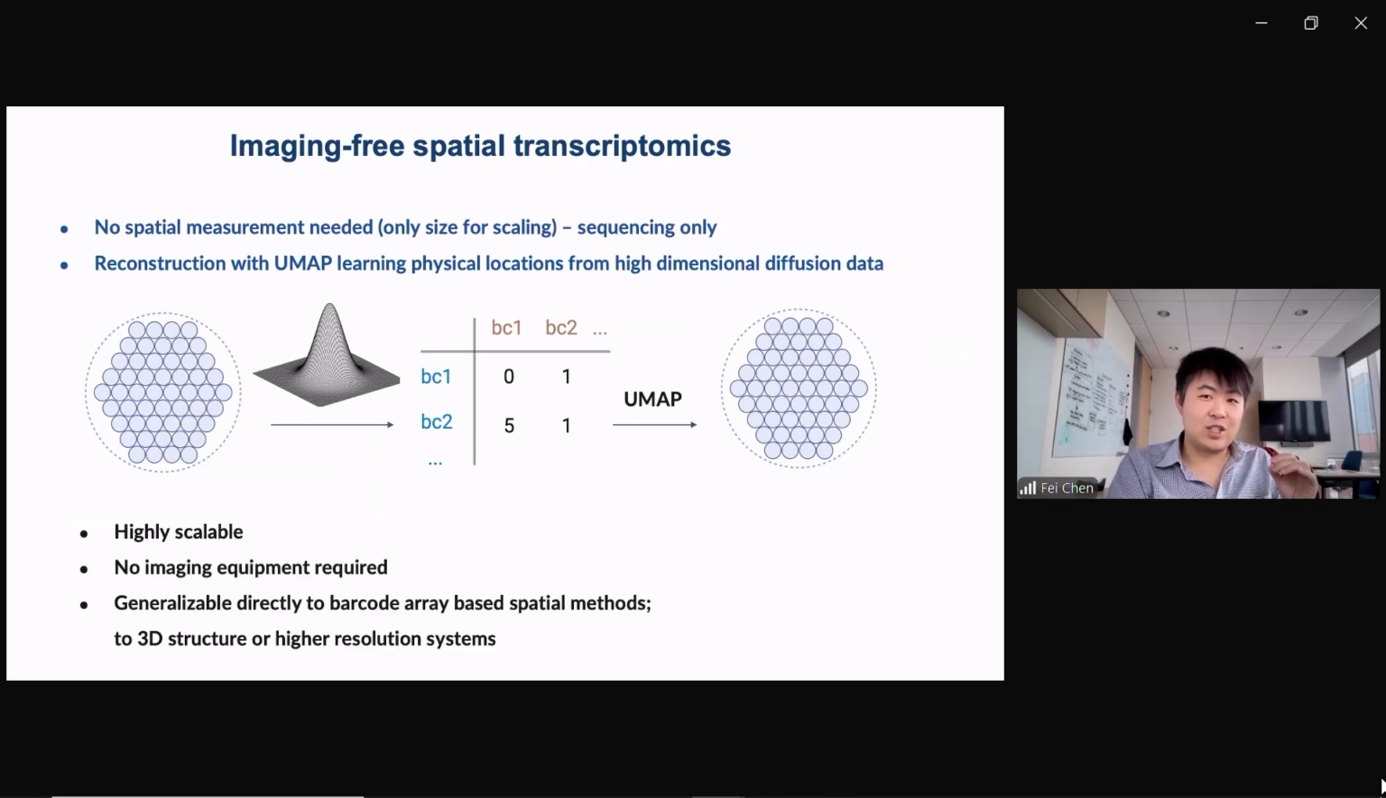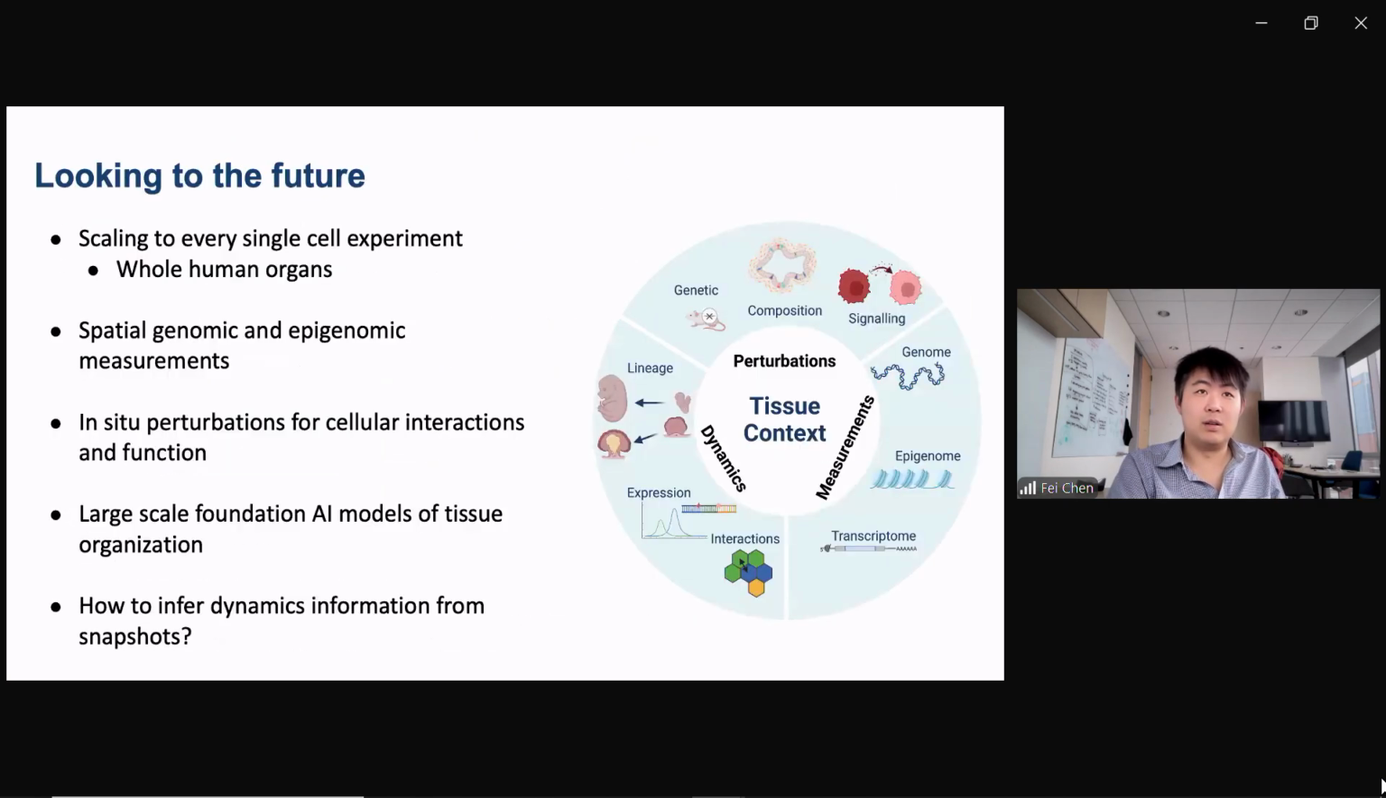And I think this is actually going to be quite powerful because sequencing costs are really coming down. It's going to really enable measurements for every single spatial experiment. So we're thinking about scaling to whole human organs, and about spatial genomic and epigenomic measurements. And lastly, something my lab is always quite interested in is how do we infer dynamics information from snapshots, which I think is still hard.